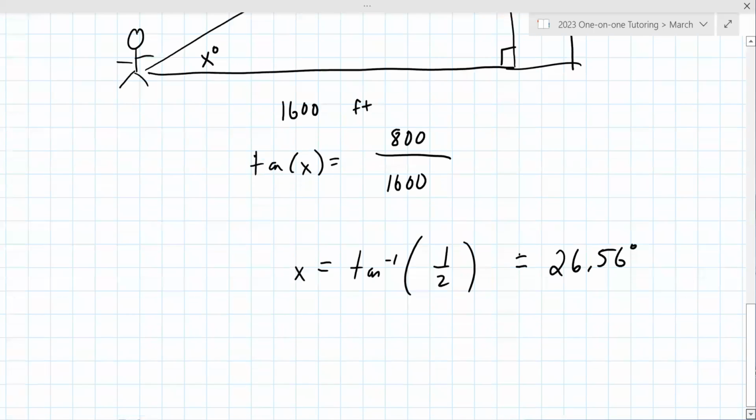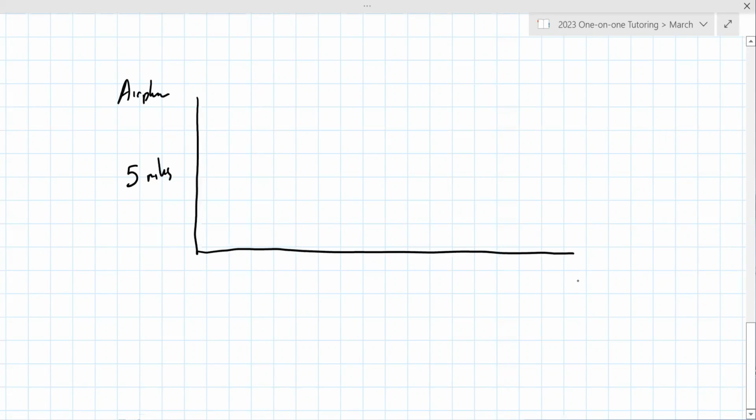All right. So here's another scenario. Let's say you're in an airplane and you're currently 5 miles above the ground, and the airport is, let's say, 25 miles away. What is the angle of depression?